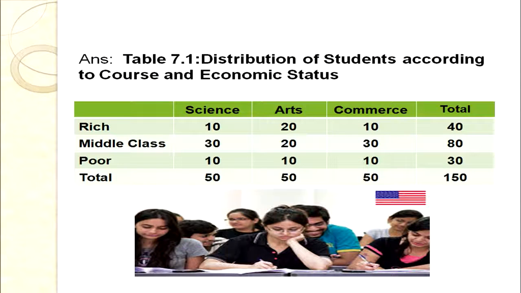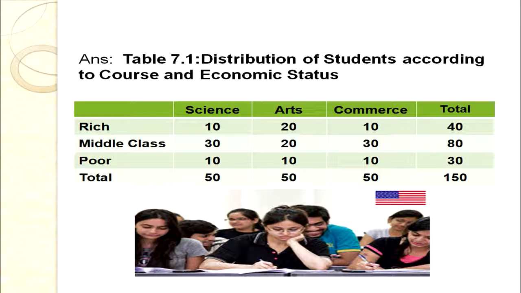Let us see how we have constructed the table. Now, over here you can see, very first we have given the table number 7.1. Then we have selected the title of the table very surely, representing the to-the-point effect, that is, distribution of students according to course, that means commerce, arts, science. We have summed up to course and economic status. So, now we have given the title to the table, then we have drawn the table.